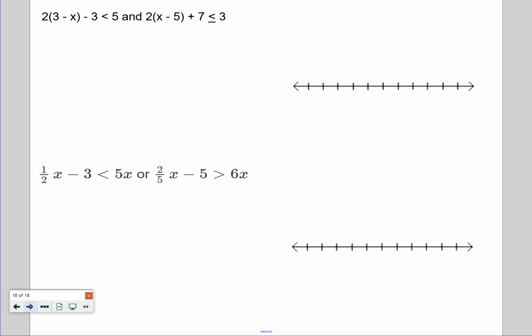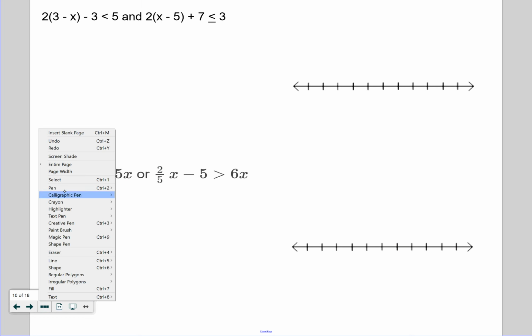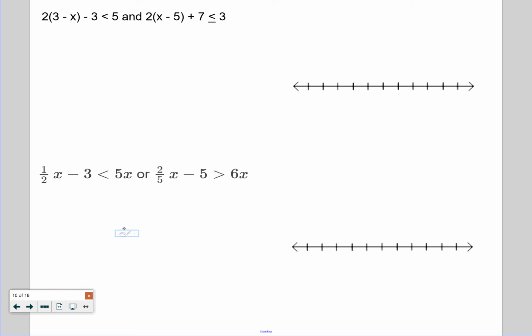Let's look at another one. Now we have an AND statement. Again, we're going to start by solving both individually. For the inequality on the left, I'm going to distribute 2 in. That gives me 6 minus 2x minus 3. Then 6 and negative 3 I can combine together, so negative 2x plus 3.